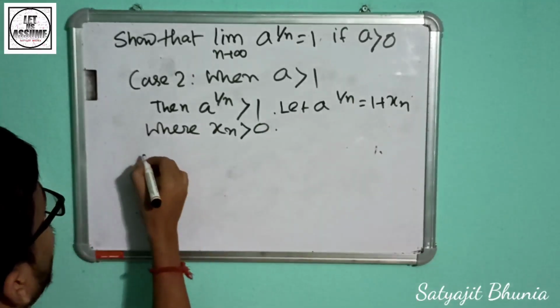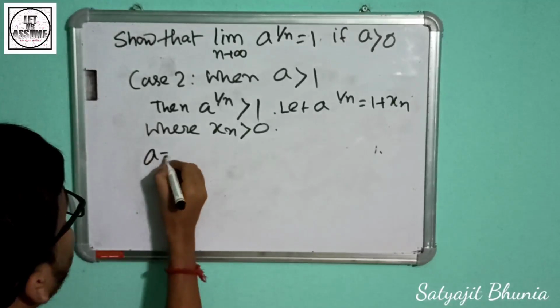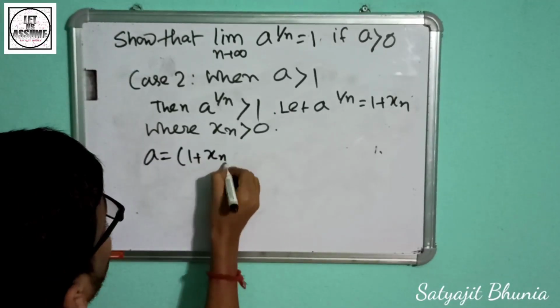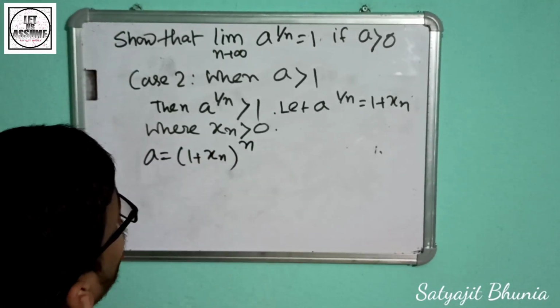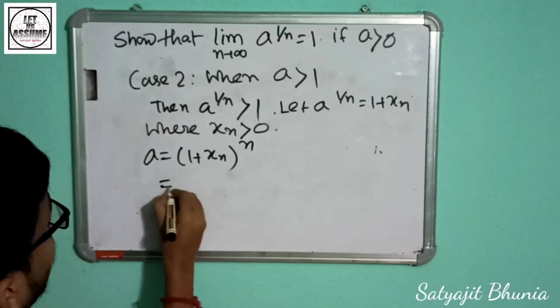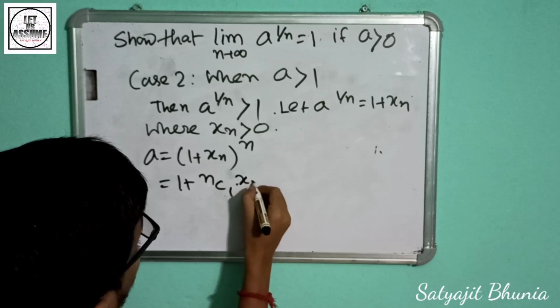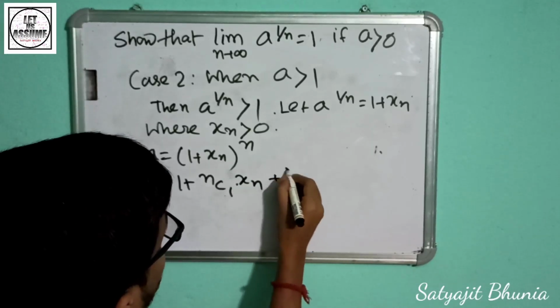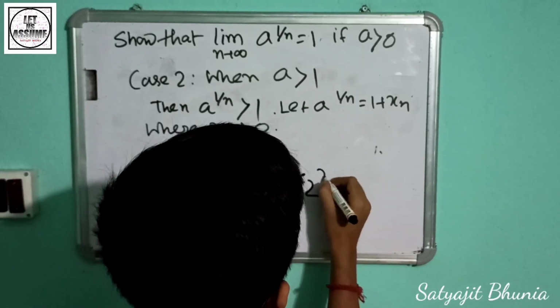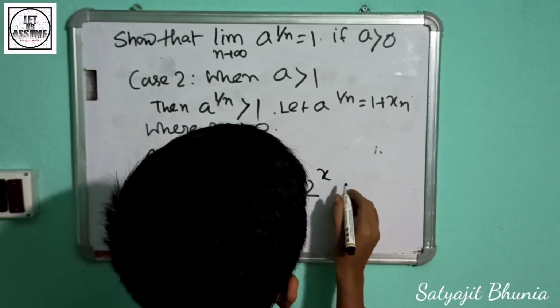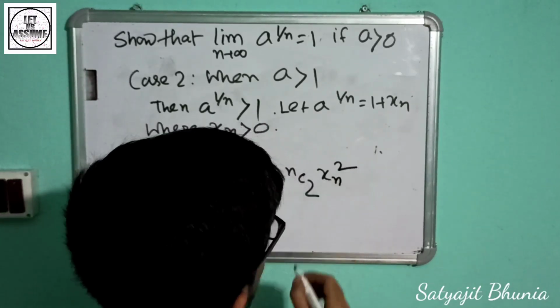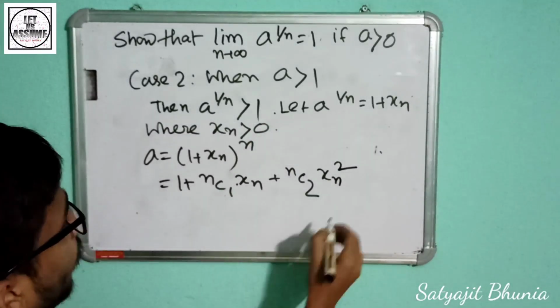Again তাহলে আমরা এখান থেকে কি লিখতে পারি, a is equal to (1 plus xn) to the power n, এইটাকে আবার কি লিখতে পারি, 1 plus nc1 xn to the power 1 plus nc2 xn square plus dot dot dot.